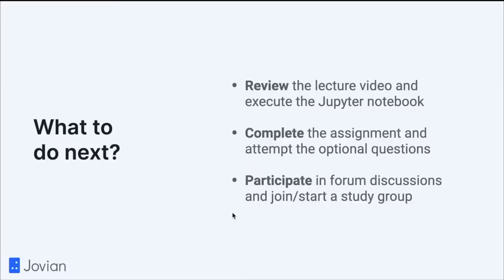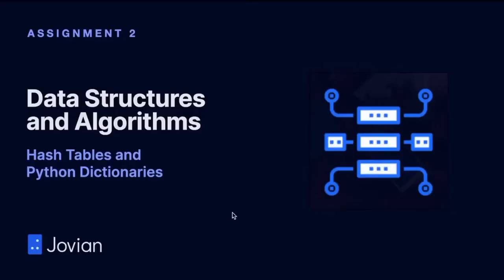So what do you do next? Review the lecture video, review the assignment walkthrough video, and execute the Jupyter notebook. Complete the assignment and attempt the optional questions as well. And do participate in forum discussions. So this was a walkthrough of assignment 2 of data structures and algorithms in Python.